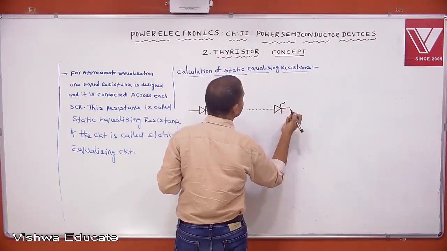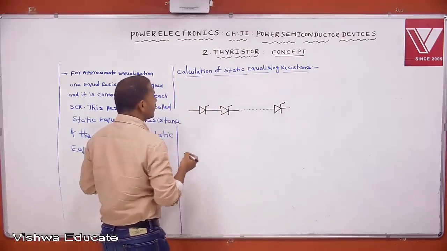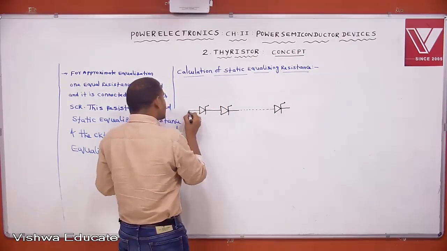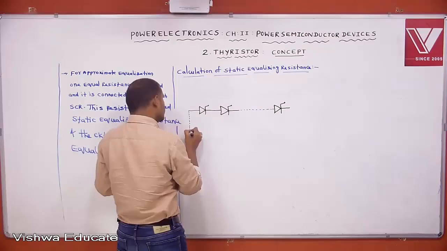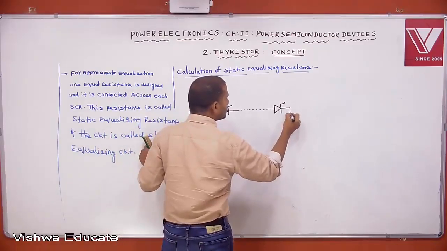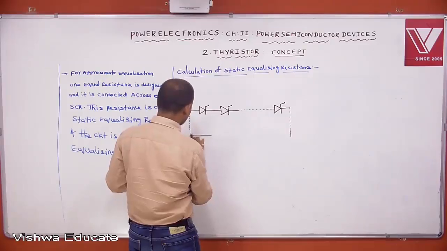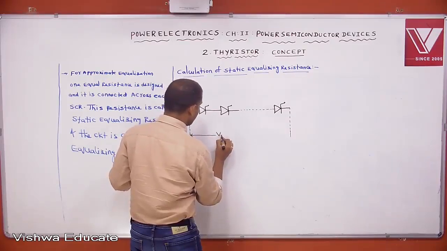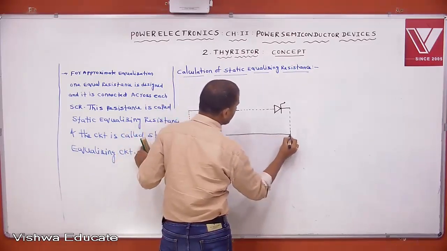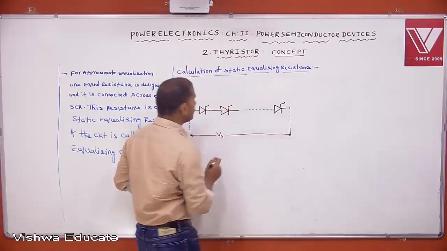Then let the total string voltage be Vs. Vs is the string voltage.